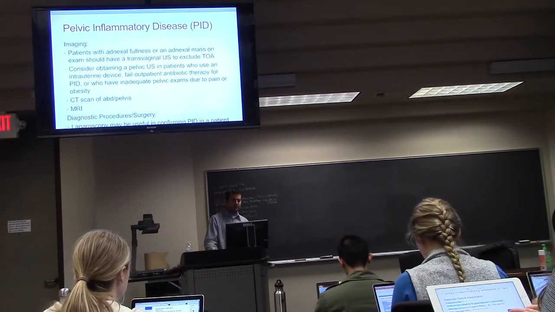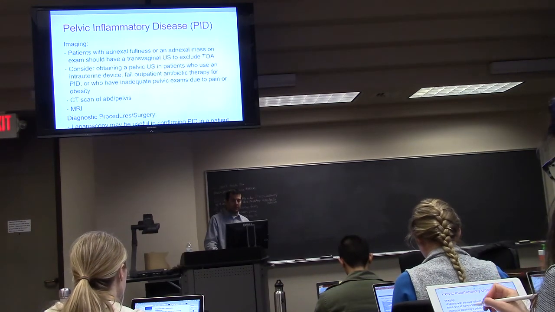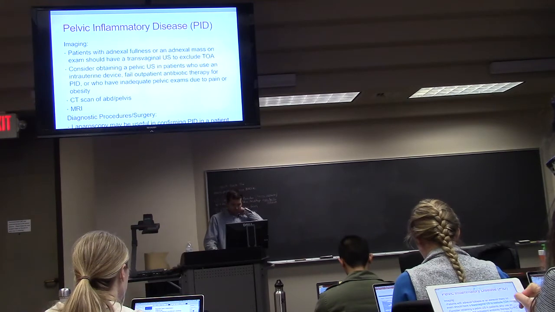Imaging is transvaginal ultrasound to exclude a tubo-ovarian abscess. That's true. A big abscess you can see on CT, but a smaller one you can't. Plus, you can look at the blood flow in the ovary as well.